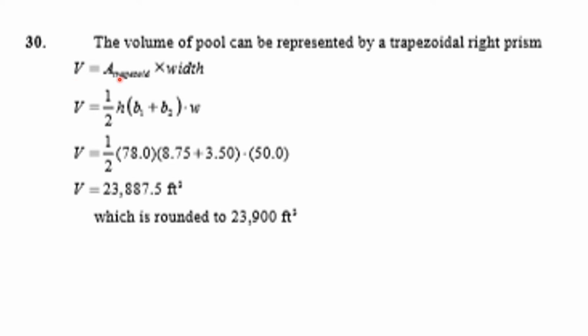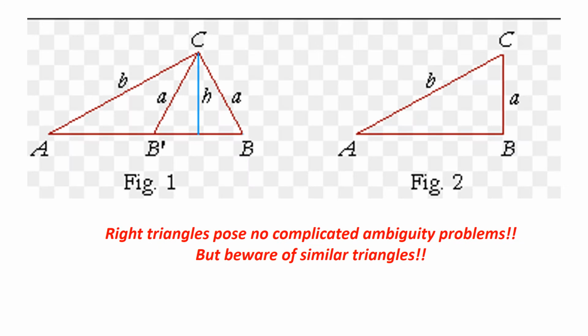So anyway, here is the solution then. The volume is the area of the uniform cross-section, which in this case is a trapezoid, times the width. Now the formula for the area of the trapezoid is 1/2 the height times the sum of the bases, so this is 1/2 times 78. That's the perpendicular height. There's the sum of the bases, and then I multiply that by 50. I do all the arithmetic and round this off to 3 significant digits, I guess, and get 23,900. So that's how that problem should have been worked.